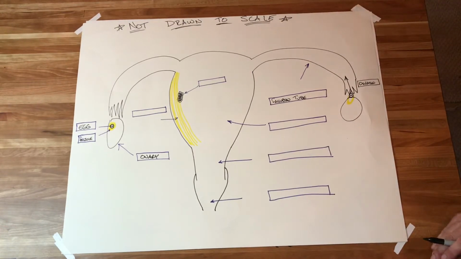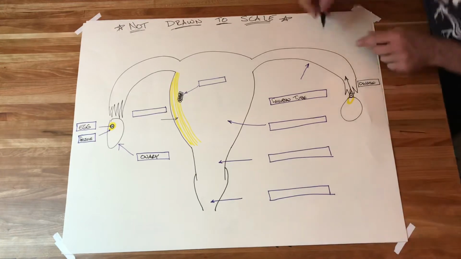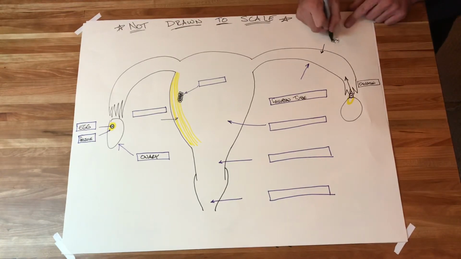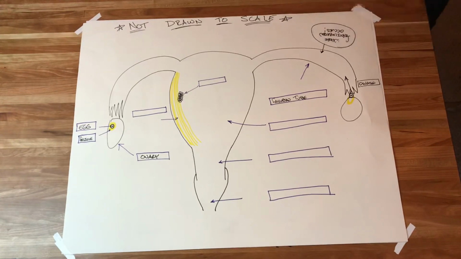One other thing to note is the fallopian tube is where fertilization occurs. Sorry, I'm writing this upside down, but it's a very important point, okay?